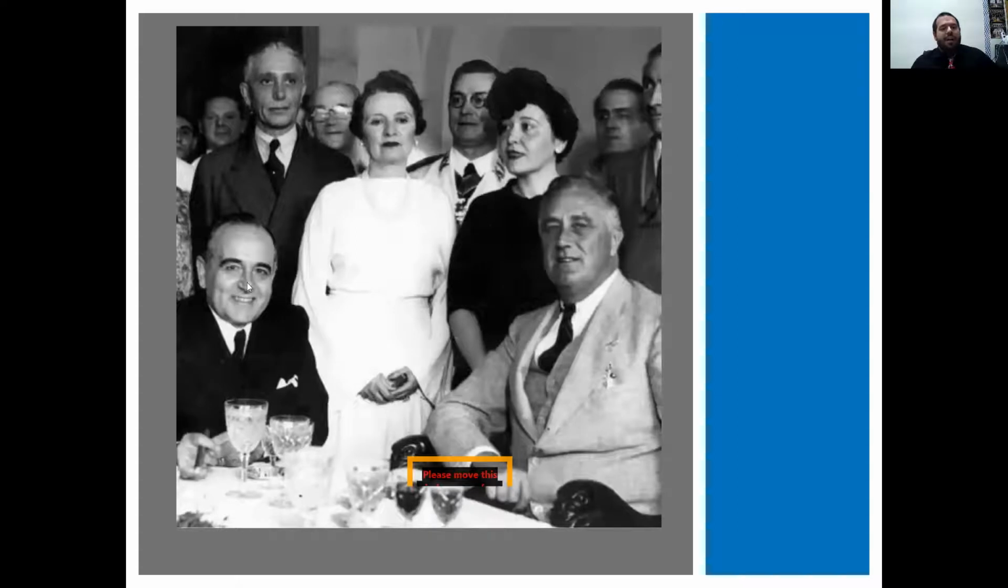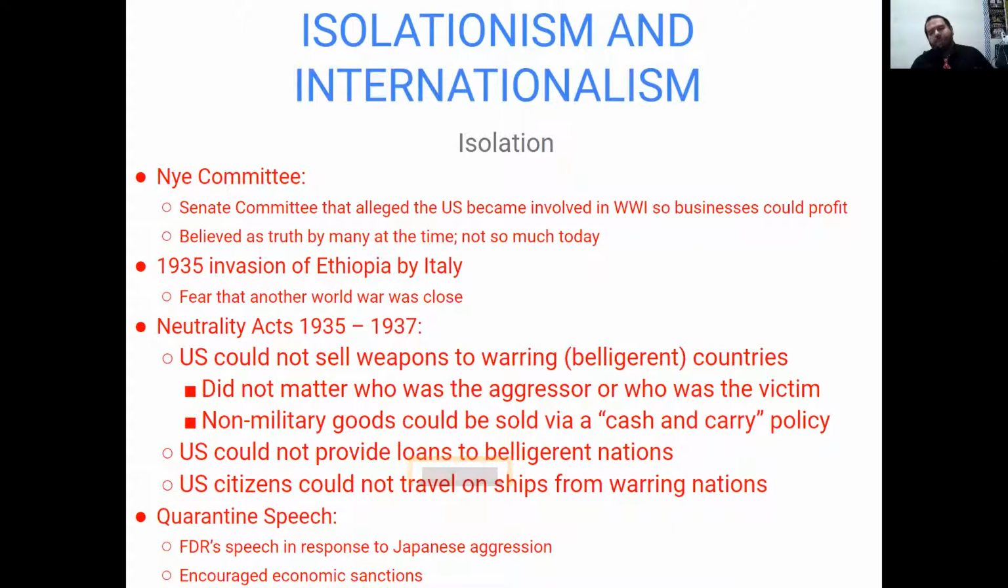So here you have FDR with one of the Latin American leaders. Sorry, this is important. This shows America's isolation and change to intervention.